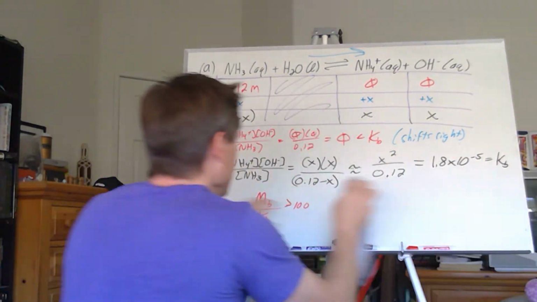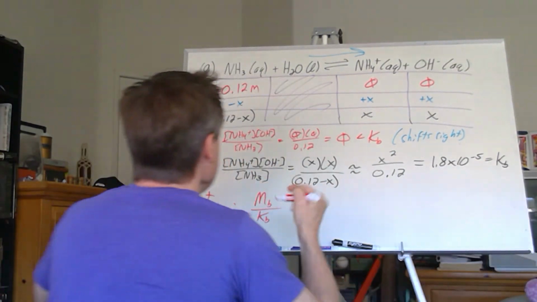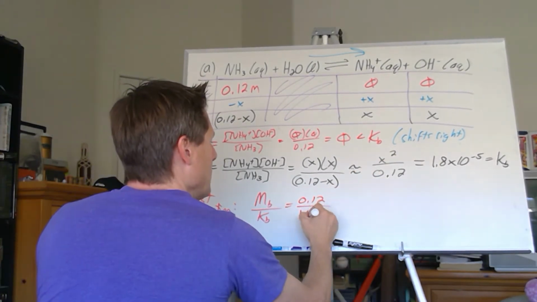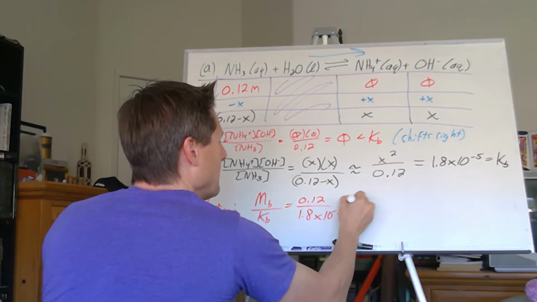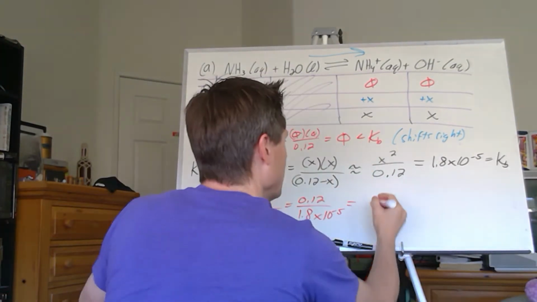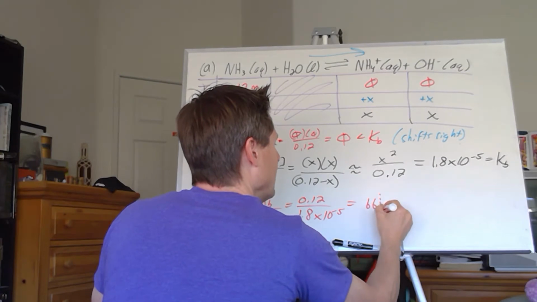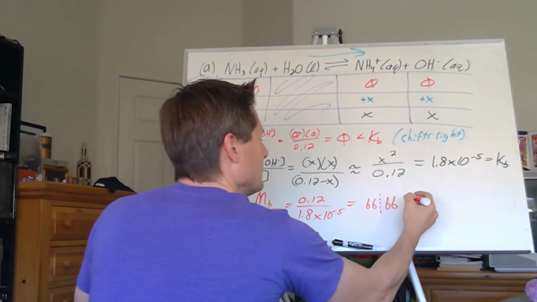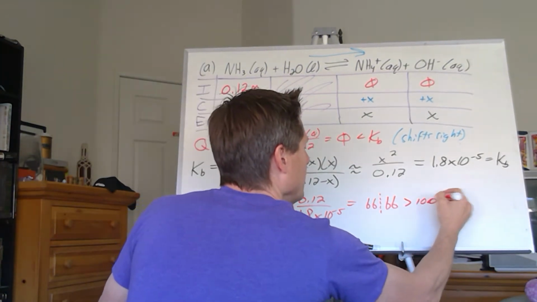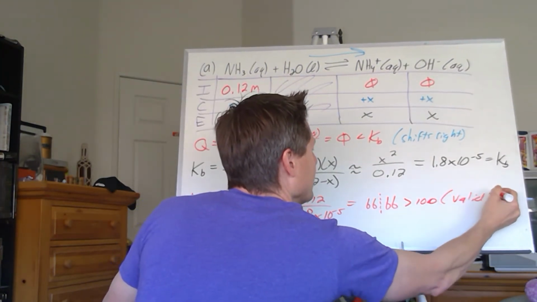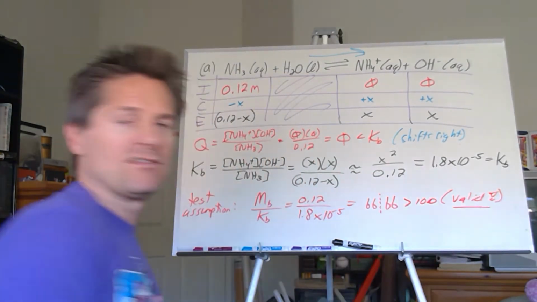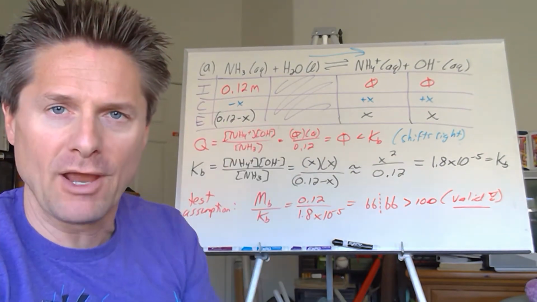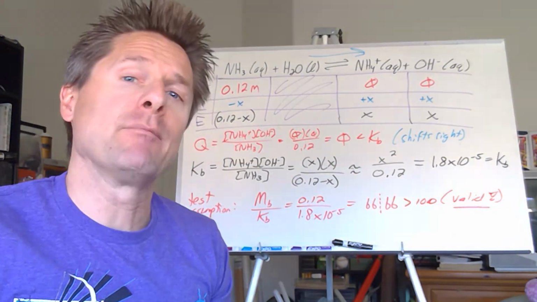Let's go through and plug this in. Let's take the molarity, which was 0.12, divided by KB, 1.8 times 10 to the minus 5. I get a pretty big number, 6,666. Good to 2 significant digits. That is greater than 100. So this is a valid assumption. Always include that, proving that that's a valid assumption, whether you do it this way or the other way. That's going to give us less than 5% error.